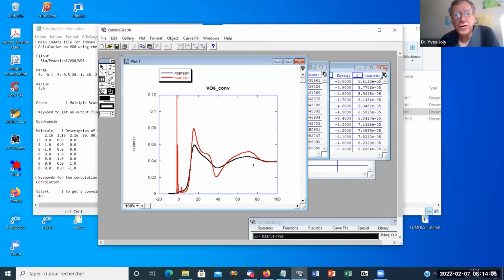Okay. So the first thing you can see is that the effect of convolution is big. The effect of this width is very important. So this one is a convoluted one. The second thing is this big peak in the not convoluted file. You can see it's below 0, and 0 is the Fermi energy. So this one is here. In fact, they are in occupied states, so below the Fermi energy.